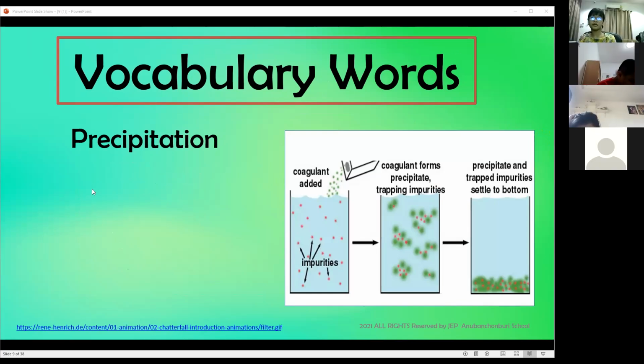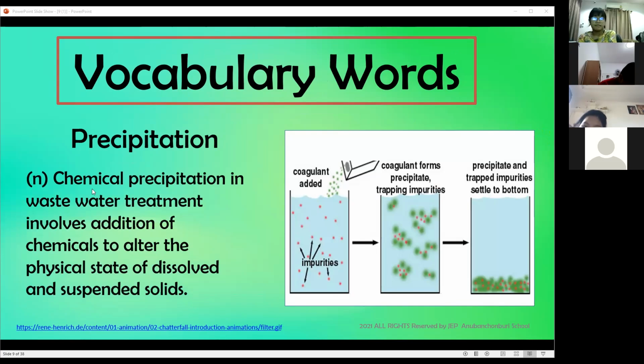So the first word here is precipitation. Precipitation is a chemical precipitation in wastewater treatment. We use this one to make sure that our water will be clean. It involves addition of chemicals such as alum to alter the physical state of dissolved and suspended solids. Now I will pause here and explain a little bit what this is.